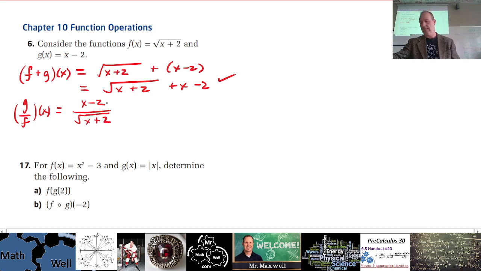That's fine. Okay, what about this, guys? What about f of g of x? That looks really tough. G of x goes inside f of x.